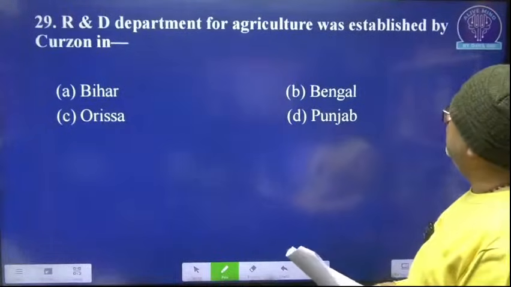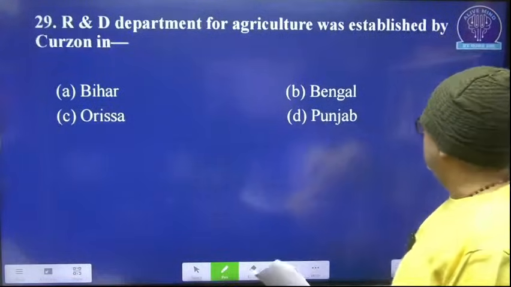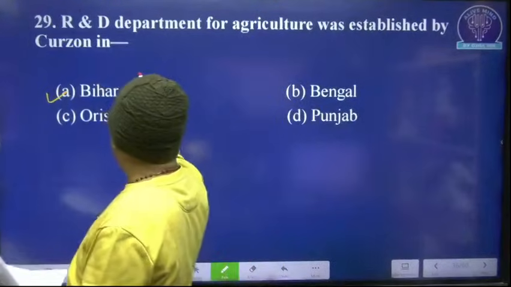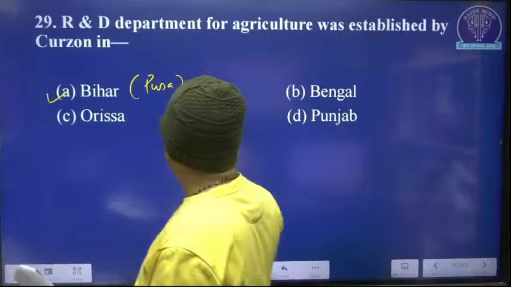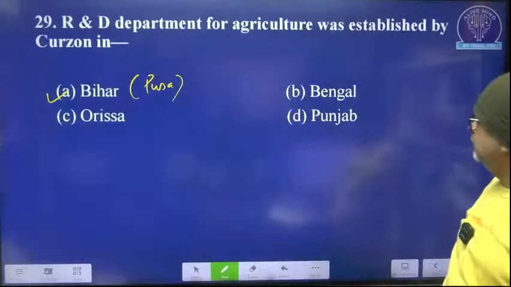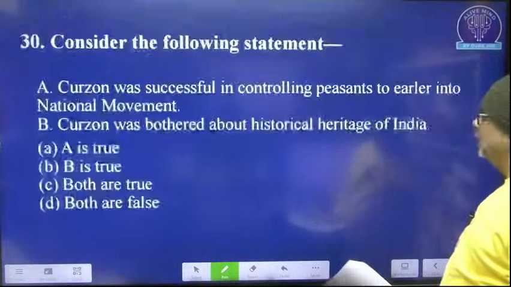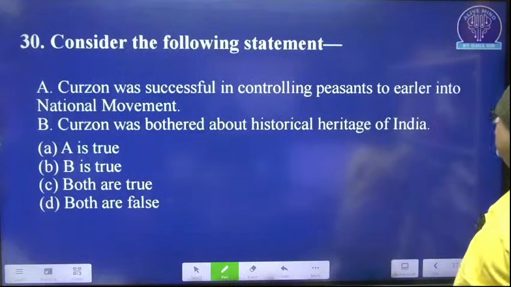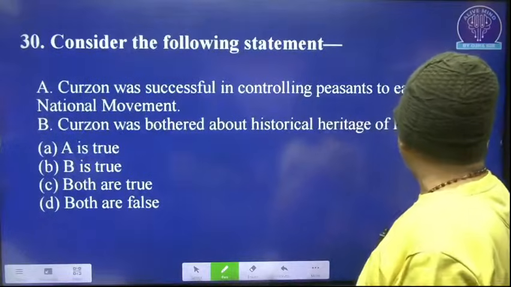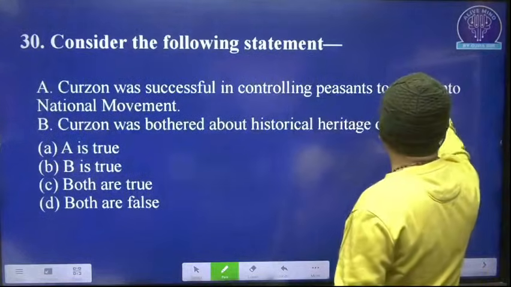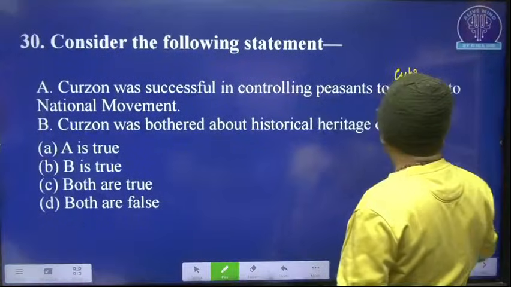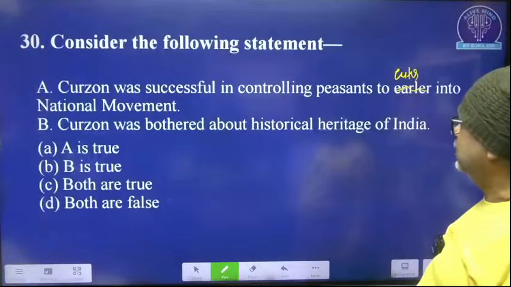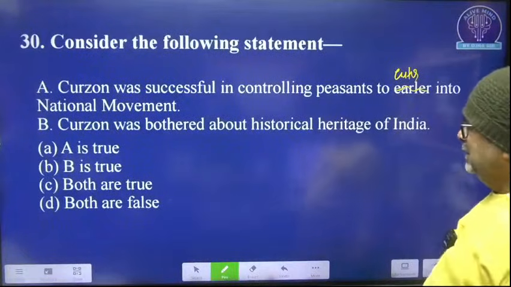29, R&D Department for Agriculture was established by Curzon in Bihar, Pusa. 29A. 30. Consider the following statements. Curzon was successful in controlling peasants from entering into the national movement. Curzon was bothered about the historical heritage of India. Both are true.